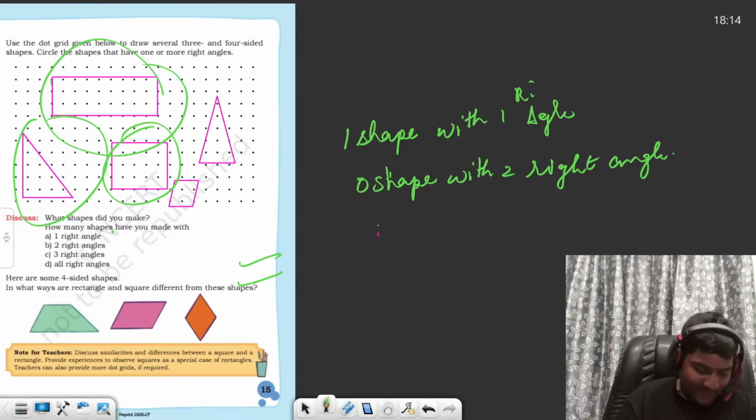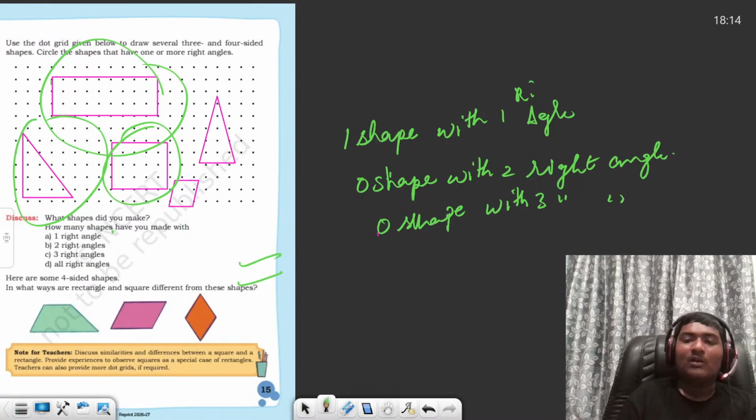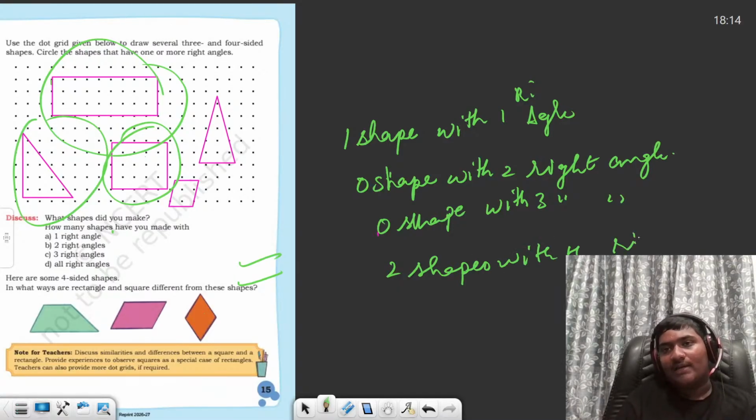So, next one: zero shapes with three right angles. Two shapes with four right angles.